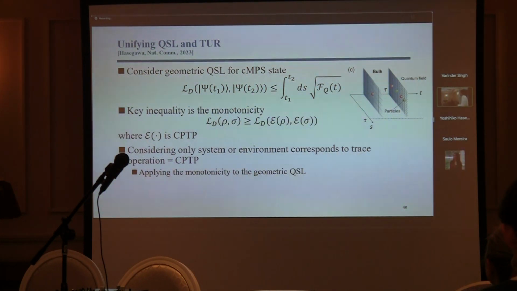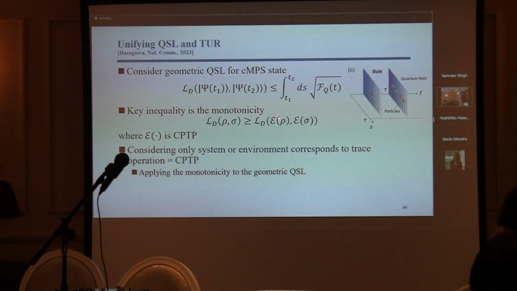So let me use this geometric QSL for the time evolution of the CMPS state. As I explained in my previous slide, we are considering the scaled CMPS and the time evolution in this direction. As I said, this direction is the time of the original Markov process. And the key inequality is monotonicity. So this distance, the Bures distance, satisfies monotonicity.